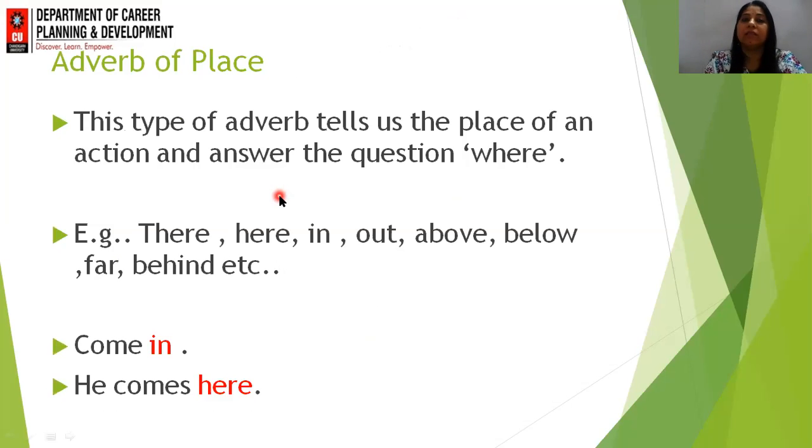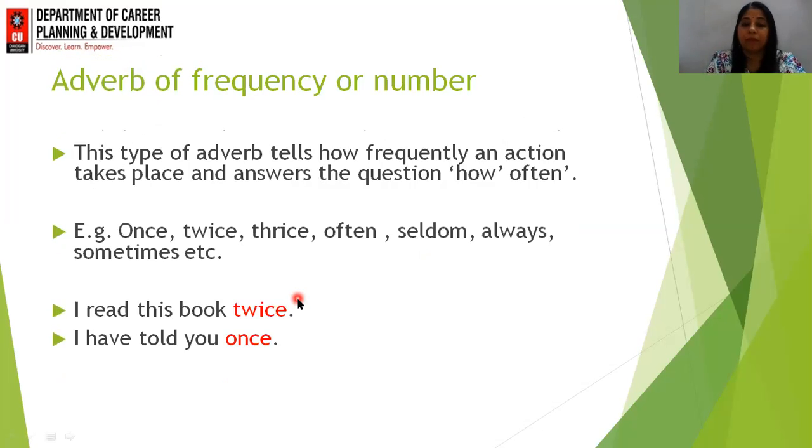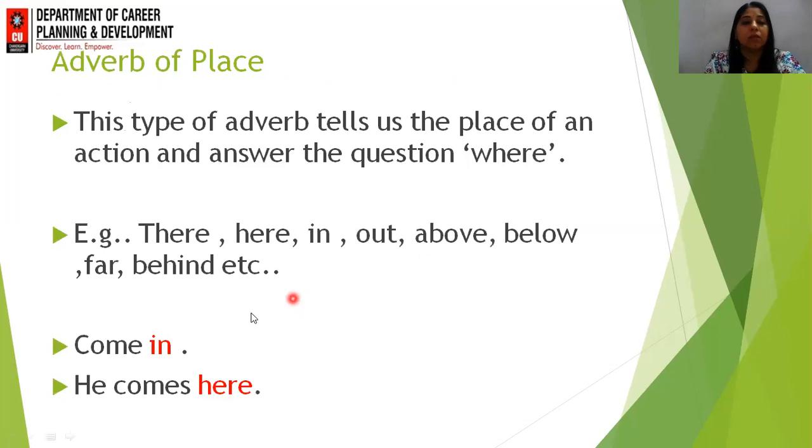Adverb of place. This type of adverb tells us about the place of an action and answers the question where. So place is always referred to as where. Where did a particular thing or action happen? So examples are there, here, in, out, above, below, far, behind. All these words are telling us about the place, about the location, where a particular thing happened. So come in, come here, all are adverbs of place.